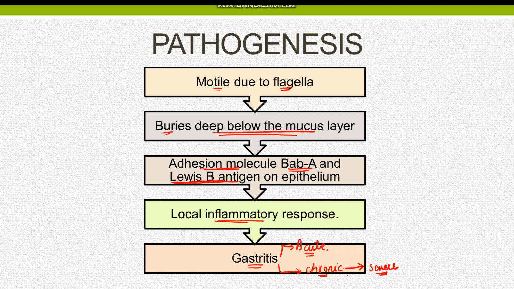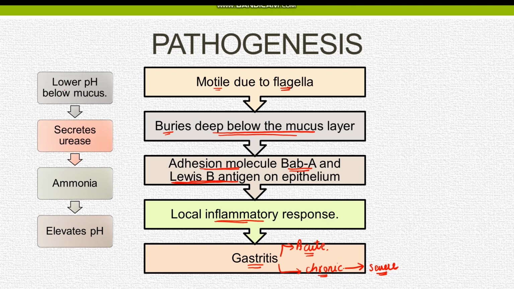So one question arises here, that how these bacteria pass through the acidic environment. The first thing is that the bacteria buries itself below the mucus layer where the pH is already lower than the stomach lumen. Moreover, the bacteria also secretes a specific enzyme known as urease enzyme. This urease enzyme disintegrates the endogenous urea into ammonia and carbon dioxide. This ammonia is basic, hence the presence of base in an acidic environment elevates the pH, shifting it from acidic side to alkalic side. So the pH becomes elevated, which makes the circumstances favorable for the bacterial growth and replication.